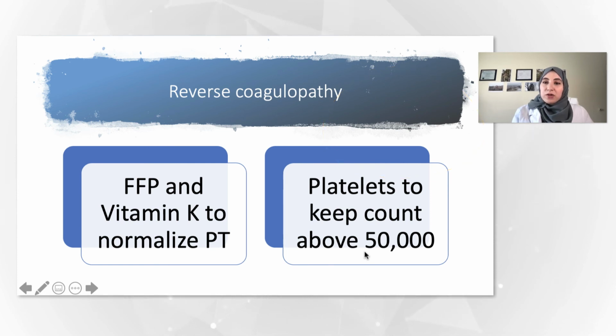Then you have to reverse coagulopathy, of course. If they have, for example, a high INR, high prothrombin time, you have to give fresh plasma and vitamin K. If they have thrombocytopenia, you have to give platelets for a minimum of 50,000.